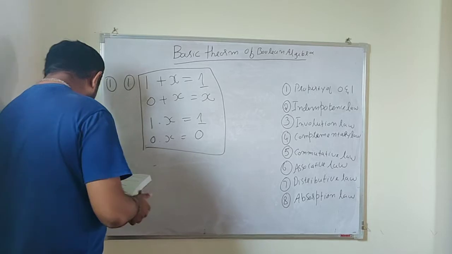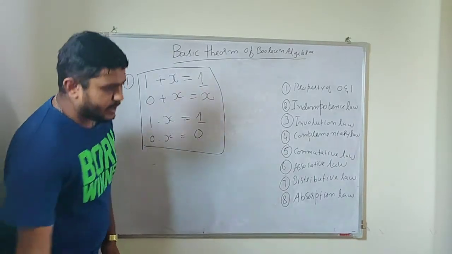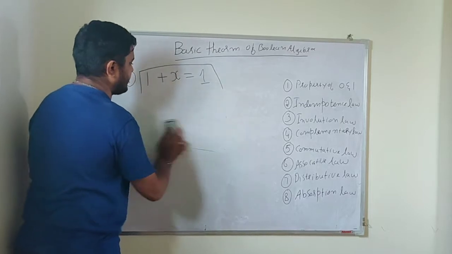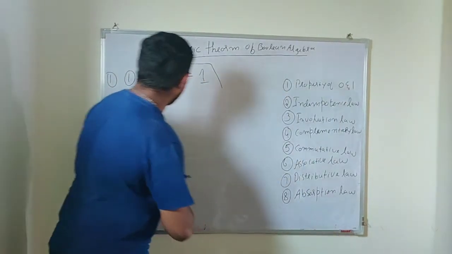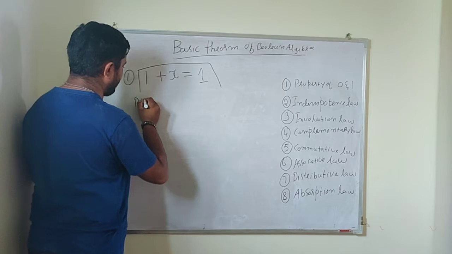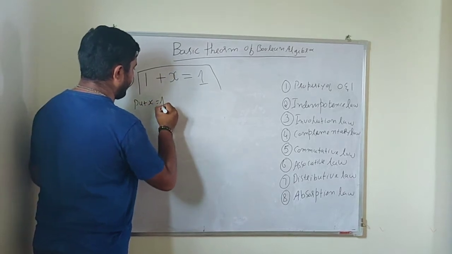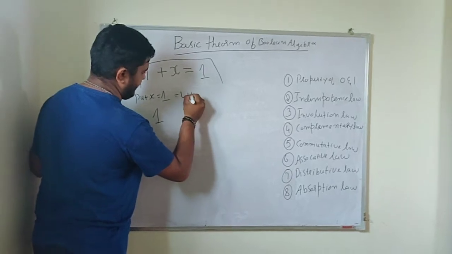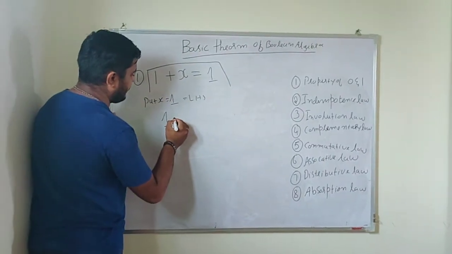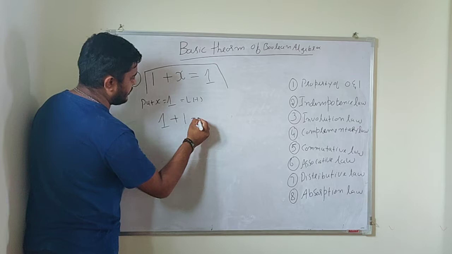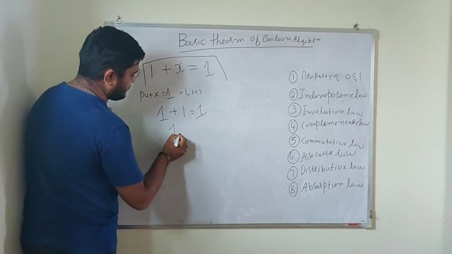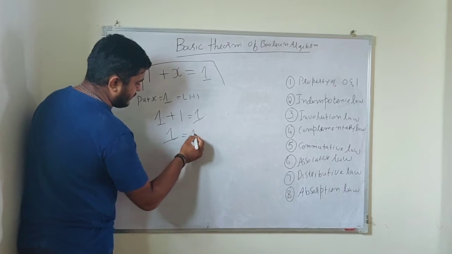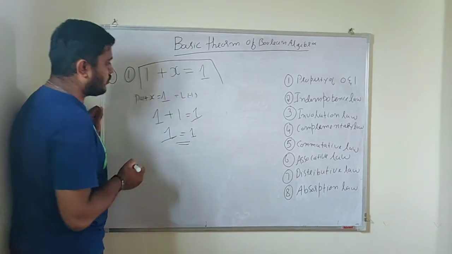Let us prove how this theorem actually works. For example, take 1 + x = 1. Put x = 1 on the LHS: 1 + 1 = 1. So LHS is equal to RHS.